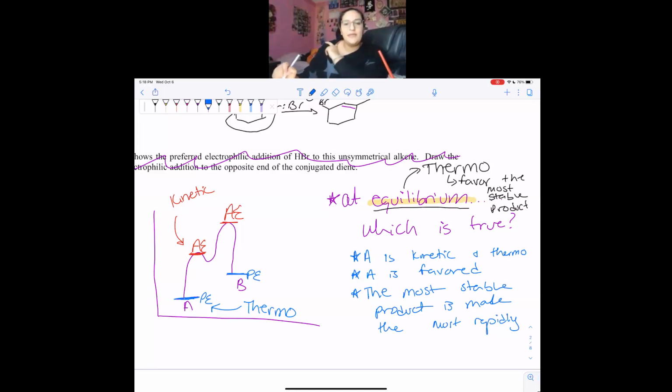What the heck does that mean? Well, this is the more stable product. It has the lowest activation energy, and it's thermodynamically controlled. So we know that the most stable product is favored, and it's made the most rapidly. So hint, hint, nudge, nudge. If he were to ask you a question like this, just know these are the different ways he could word the correct answer.